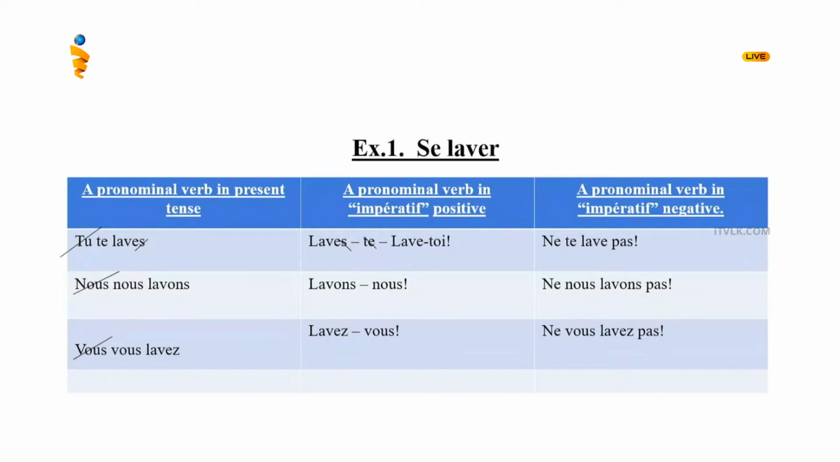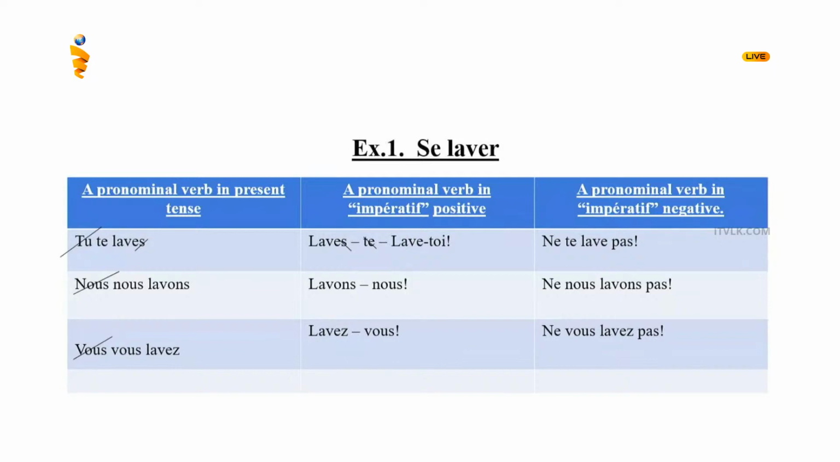And when it comes to negative, the two rules that I applied in making the imperative positive are taken off. That is to say, I have changed the pronoun toi back to te, and I use it before the conjugated verb. And the two other pronouns, nous and vous, also come back to their normal places. And before that pronoun, I use the word ne to make it negative. And after the conjugated verb, I have pas. So in imperative negative, I have ne te lave pas, ne nous lavons pas, ne vous lavez pas.